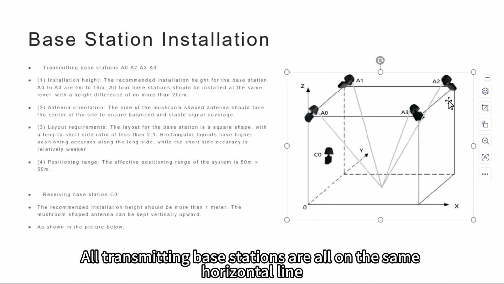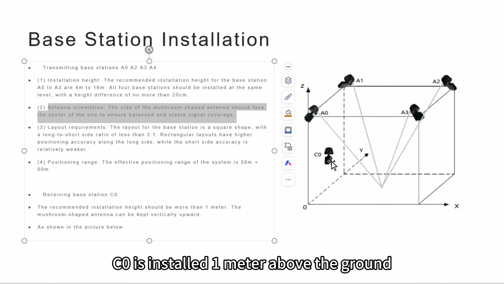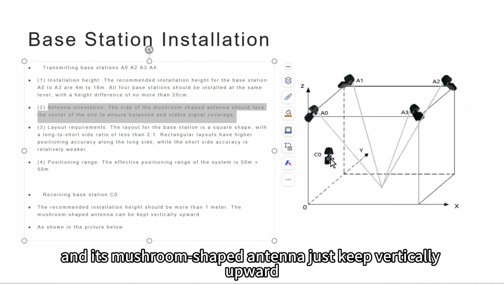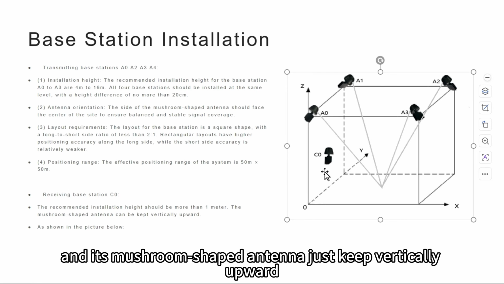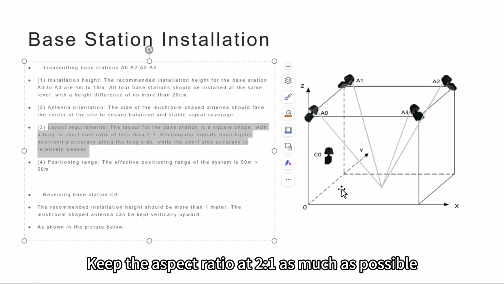All transmitting base stations are on the same horizontal line. Mushroom-shaped antennas are facing towards the center of the site. C0 is installed 1 meter above the ground, and its mushroom-shaped antenna is kept vertically upward. The ideal layout for transmitting base stations is a square shape. Keep the aspect ratio at 2:1 as much as possible.